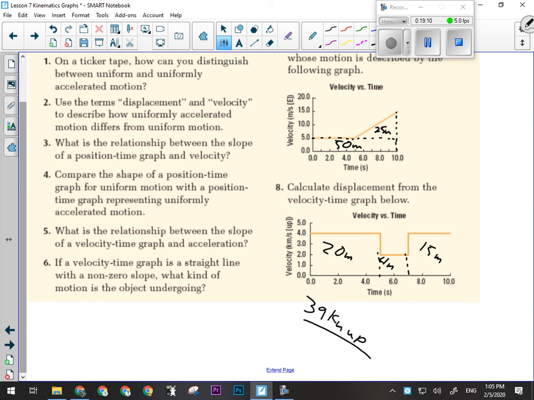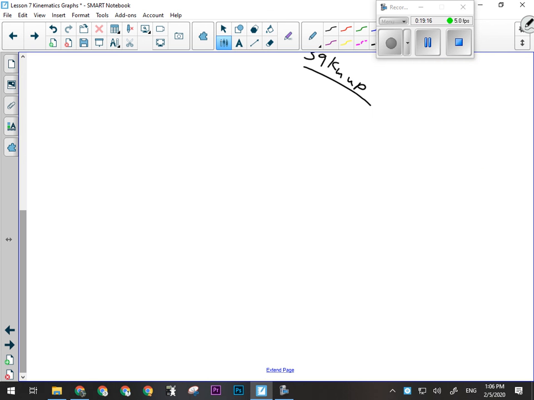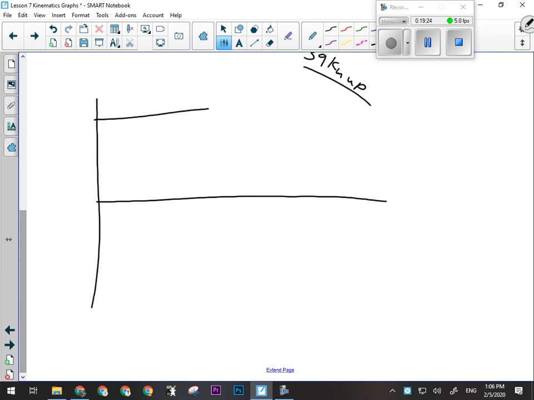All right, now something that comes up, because I see this happen sometimes. People are drawing a velocity versus time graph, and it says an object travels at a constant speed for like 10 seconds, so they draw it like this, and then it says it turns around and goes back for another 5 seconds, and I see people do this.